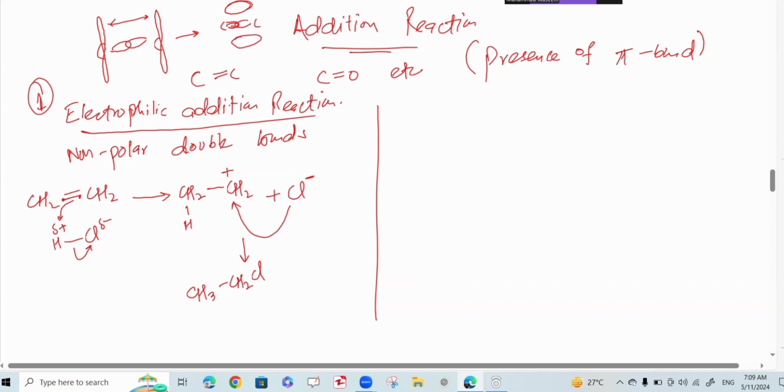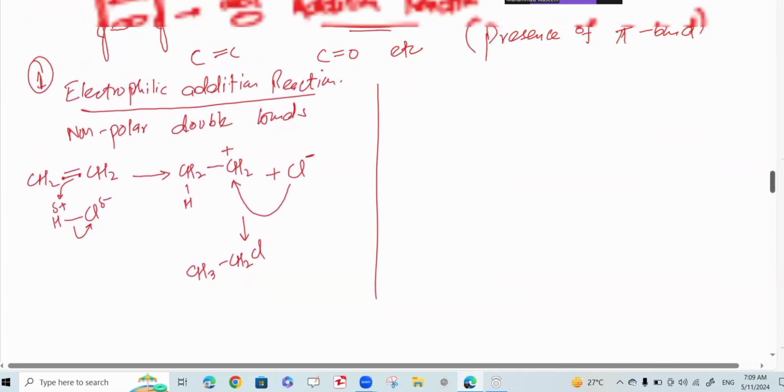Okay. So now let's move towards the other type. It has one more aspect we need to know. I'm going to tell you. If we have non-polar bonds, still we have non-polar, but the alkene is not symmetrical. Symmetrical means one carbon is here, one is here. This is a symmetrical alkene. But if we have an asymmetrical alkene, it means CH3, CH, double bond, CH2.